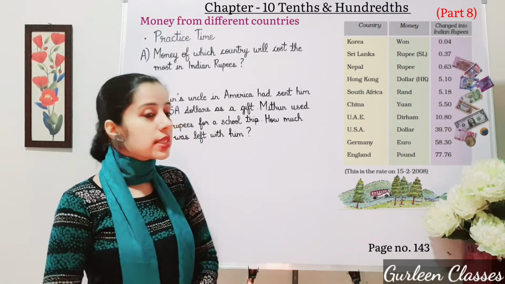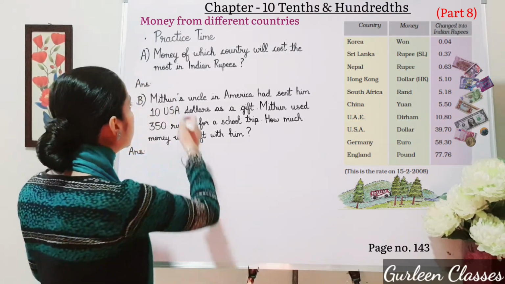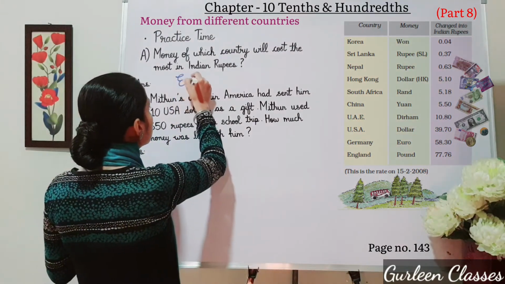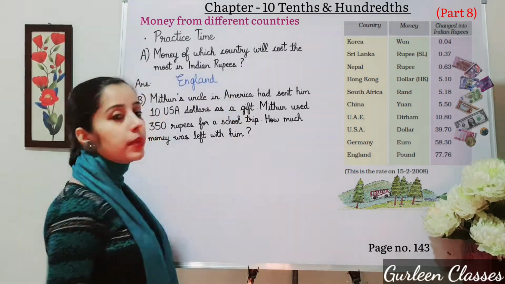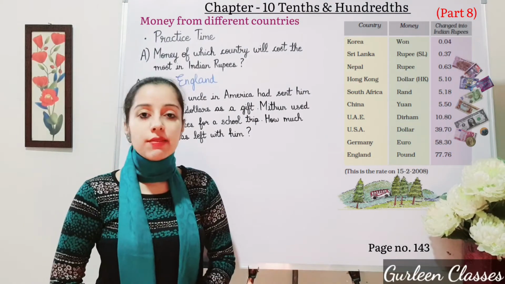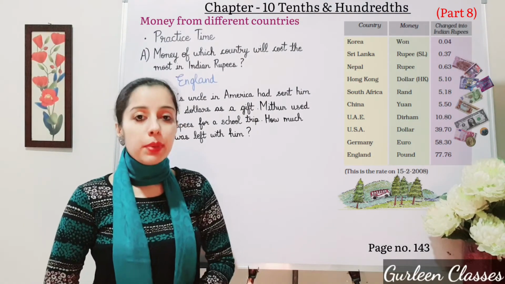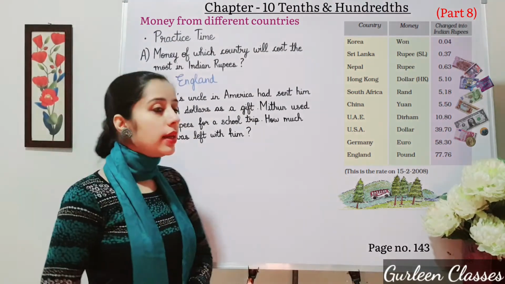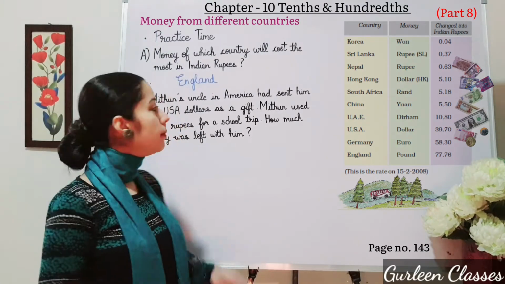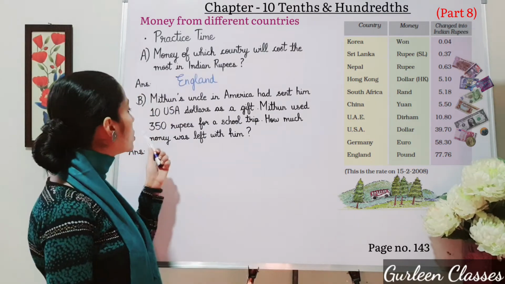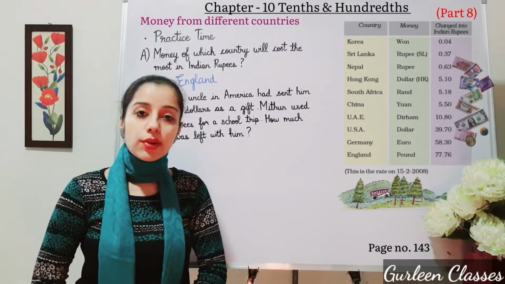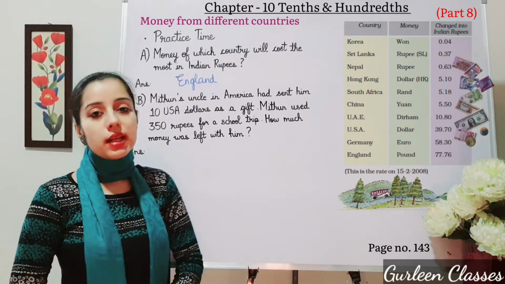So the answer is England. And how much is it in Indian rupees? Rupees 77.76. Next question, B part. Mithun's uncle in America had sent him 10 USA dollars as a gift. Mithun used 350 rupees for a school trip. How much money was left with him?